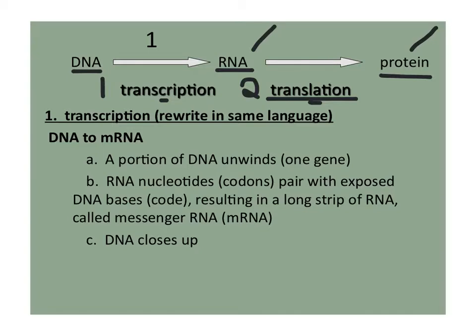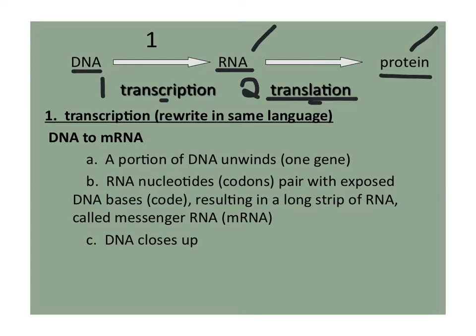Okay, let's explain what happens here. For transcription, a portion of the DNA, which is there in the nucleus, unwinds. And we're going to call that one gene, one stretch of DNA that's going to code for a particular protein. The RNA nucleotides, which we will call codons, and I'll explain this again later, are going to come along. There are free nucleotides in there. They're going to pair with the exposed DNA bases. The bases are called the code on DNA.